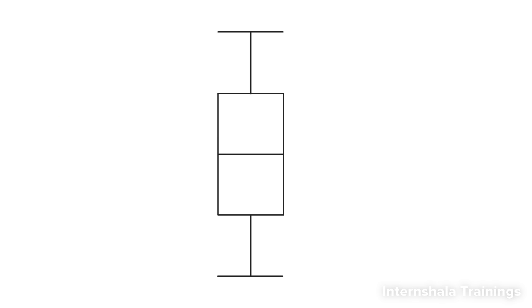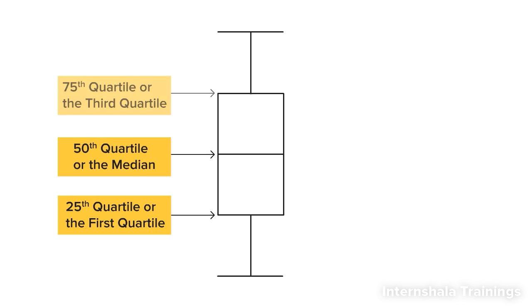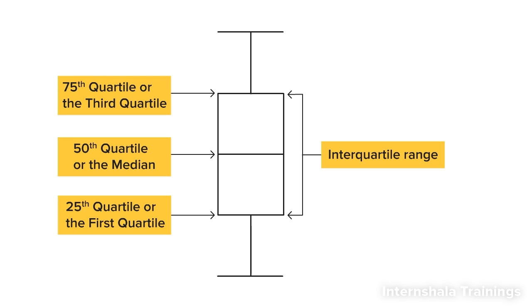Now, what are quartiles? The quartiles divide the data into four equal parts, namely 25th quartile or the first quartile, 50th quartile or the median, 75th quartile or the third quartile. The difference between first and third quartile is known as the interquartile range, which is equal to the length of the rectangular block in the graph.